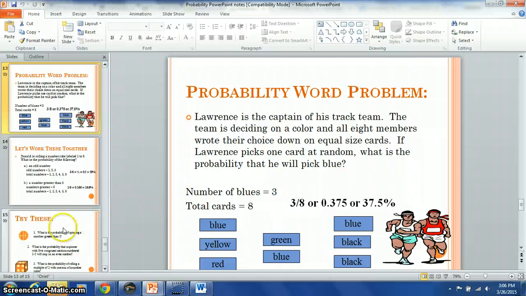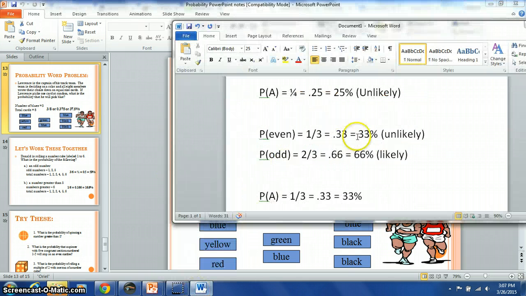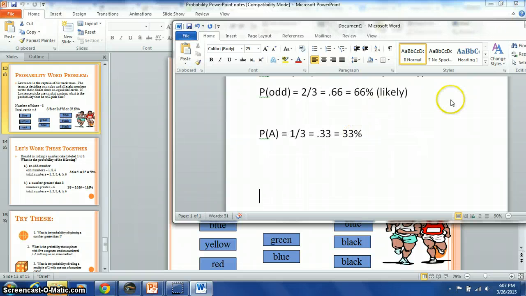So that gets us, well, actually we do have one more here. Let's just look at this one. Lawrence is the captain of his trap team. The team is deciding on a color, and all 8 members wrote their choices down on equal size cards. If Lawrence picks one card at random, what is the probability that he will pick blue? For this problem, we're going to put the word blue in parentheses, because that's what we're finding the probability of.